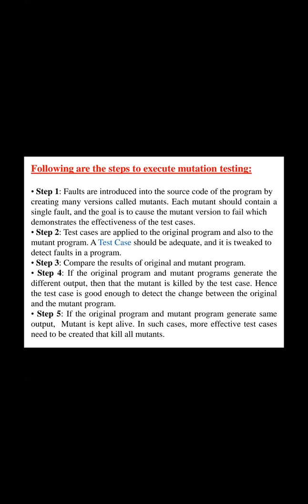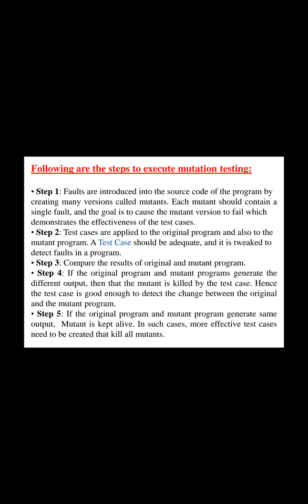Step 4: if the original program and the mutant program generate the same result, then there is some hidden error. If they produce a different output, then the mutant is killed by the test case. While applying the test case to the mutant program and original program, the mutant program should produce a false result. Then the program is perfect, the mutant is killed, and we keep only the original program.